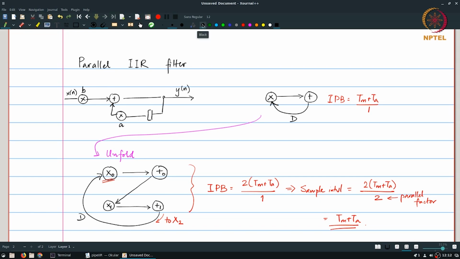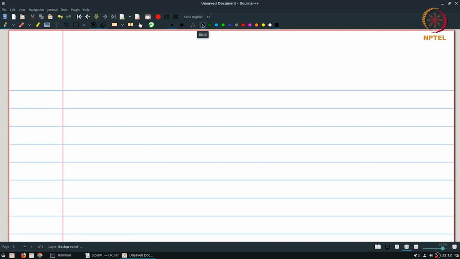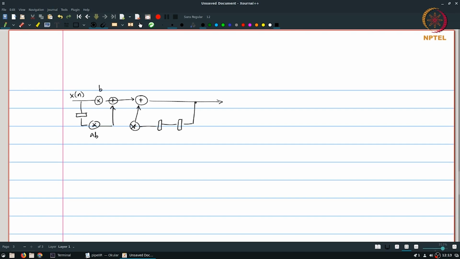Now what happens if I take the Lookahead modified IIR filter? The structure of the Lookahead modified IIR filter is something like this. I have two delay elements and of course the initial part, which corresponds to the x, that is b, ab and a square. Once again, for simplicity, I am going to concentrate only on the recursive portion. What we have is the multiplication feeding into an addition and a feedback loop with two delay elements on it.